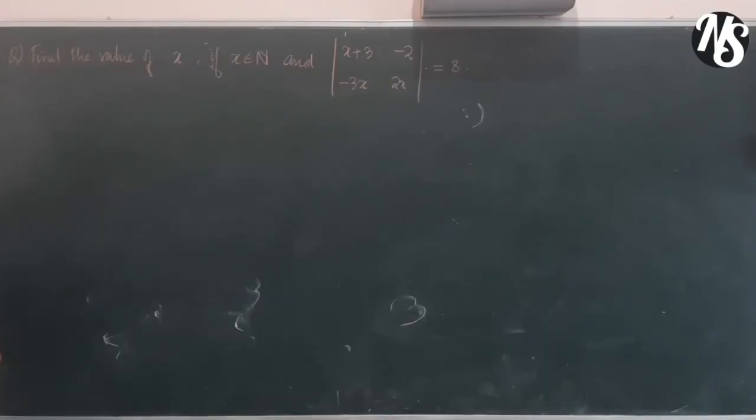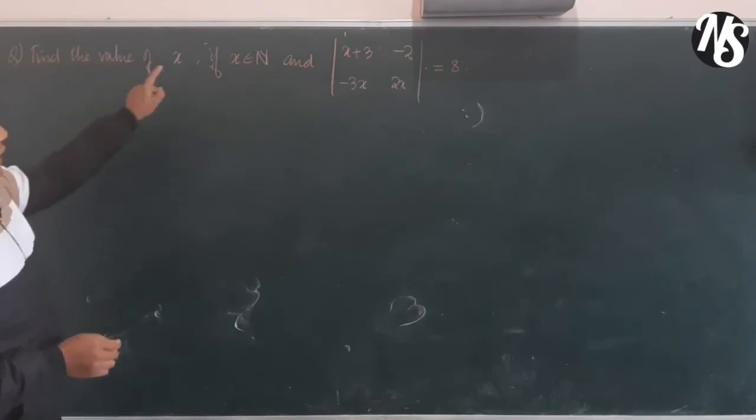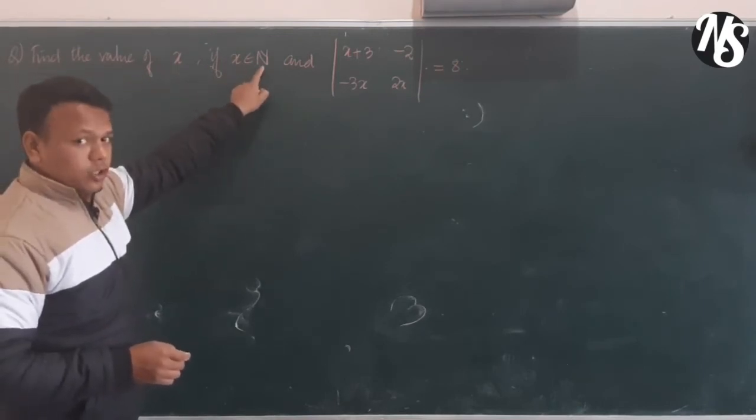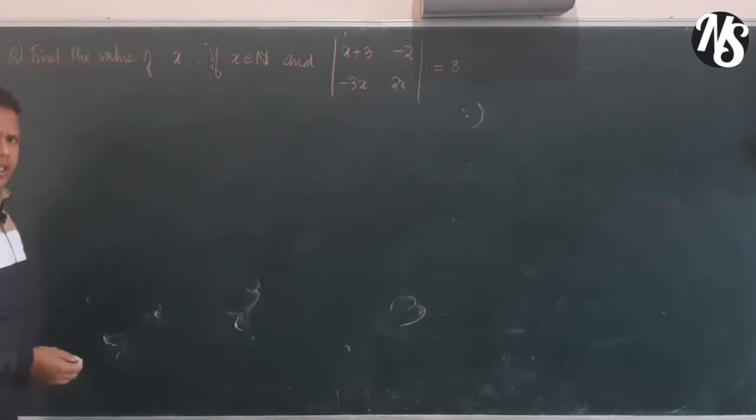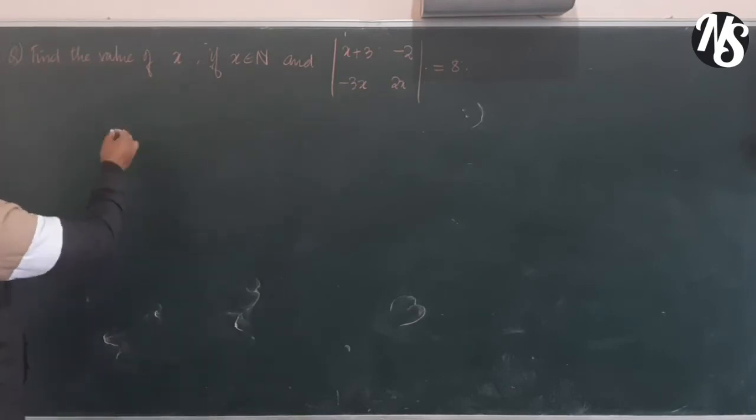Let's observe this question now. Find the value of x if x is a natural number and this happens. Very simple question again, 2 marker. Okay, so let's see how to do this.